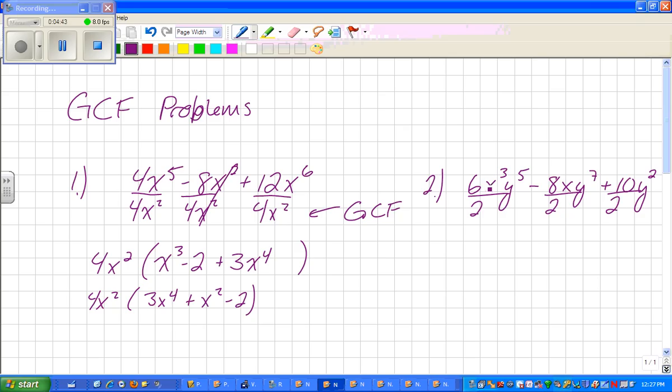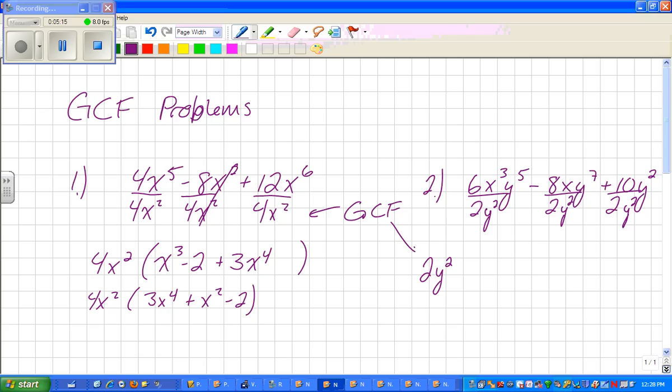Okay? Now when I look at my x's, in the first term I have 3 x's, in my second term I have 1 x, and I don't have any x's in my third term. So I cannot take any x's out. So x's are going to stay, we're going to leave them alone. I'm going to take out the y's now. I have 5 y's, 7 y's, and 2 y's. The most I can take from each term, 2. So I'm going to take 2 y's out of each term. So 2y squared is my GCF.